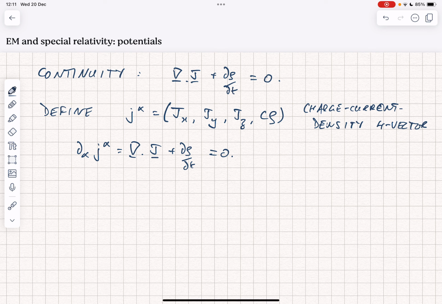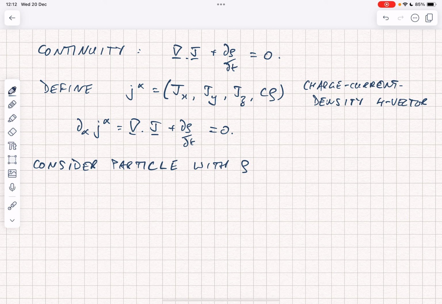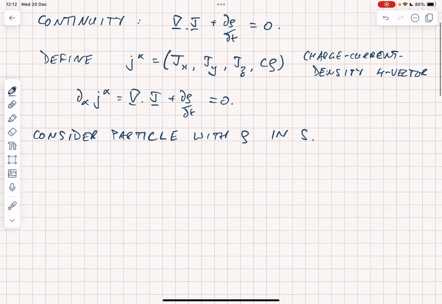Just as we have a space-time four-vector. If we've defined it like this, we can actually show nicely that charge itself is invariant. So consider a particle, let's say a proton, if you want, which is not point-like. It has a volume and it's going to have a charge density rho in the reference frame S. The total charge Q of that particle is just a volume integral of rho dx dy dz.